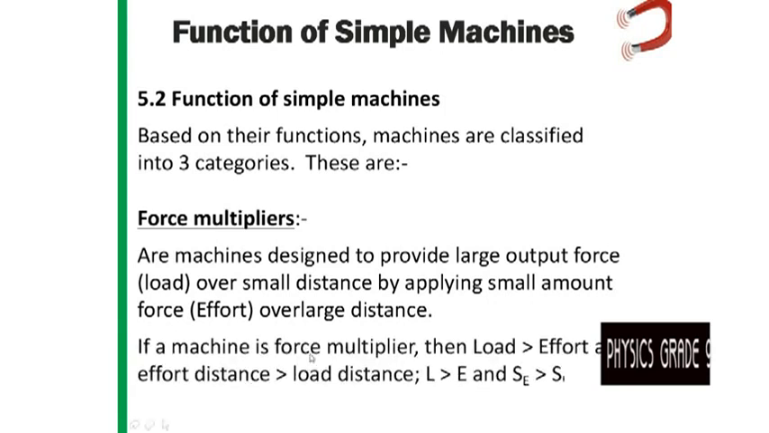So if a machine is a force multiplier, then the load is greater than the effort, and also the effort distance is going to be greater than the load distance. In other words, L is greater than E, the load is greater than the effort, and the effort distance is going to be greater than the load distance.